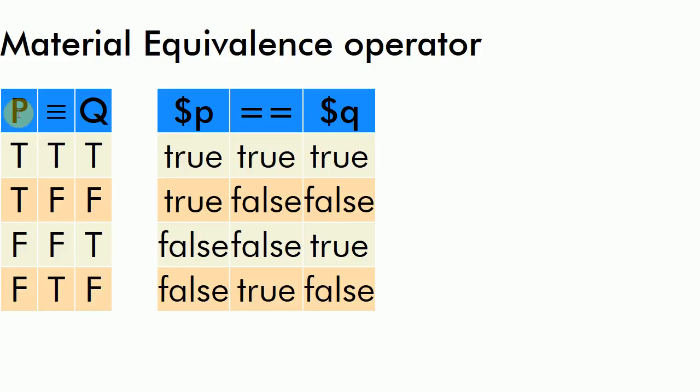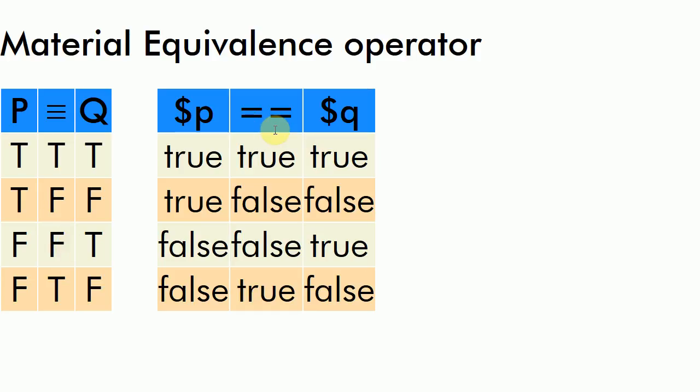Here's what it means with a truth table. We have TTFF for P and TFTF for Q, and we see that where they have the same truth value, the whole expression is true, here at the bottom and here at the top. But where they don't have the same truth value, it's false, which are two combinations in the middle.